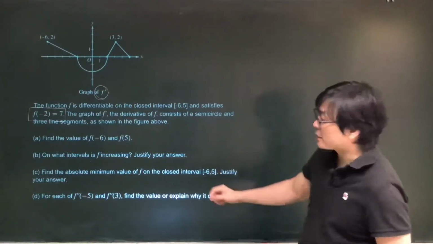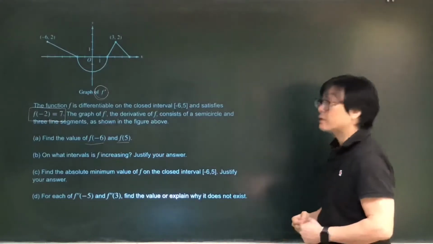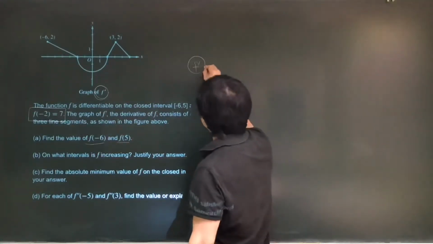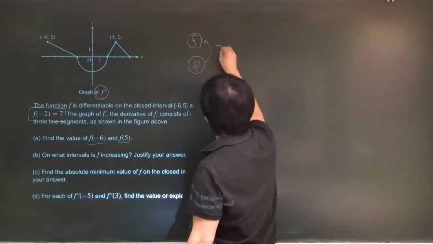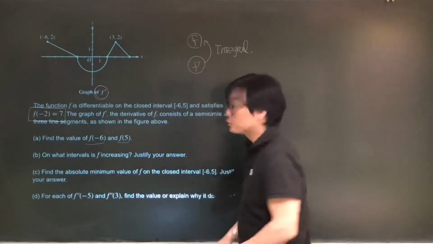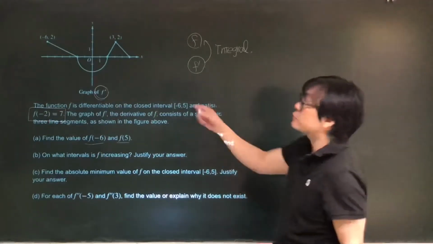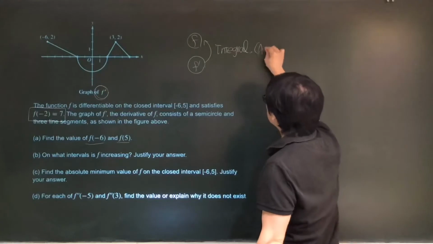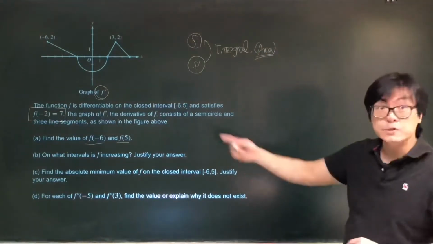Okay, A is asking about f of x at x equals 6, -6 and 5. So we have f prime and we need to find f, one step up. So of course we need to use integration. We'll do the integral of f prime x to find f of x, and since we have a graph here, we use area. Okay, that will be our strategy to solve A.